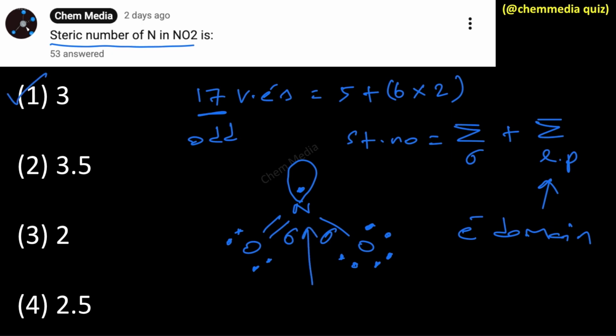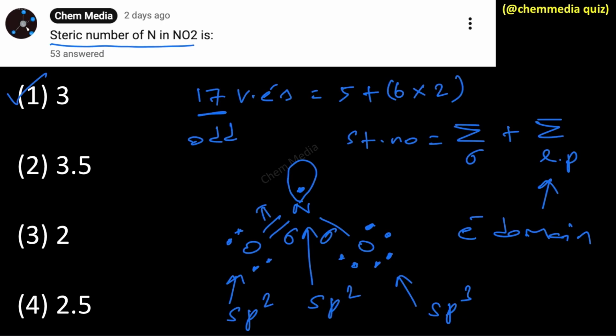Think about it in terms of hybridization. What is the hybridization of nitrogen in NO2? It is sp2, isn't it? For this oxygen it is sp3. For this oxygen it is sp2. And this pi bond is due to p orbital sideways overlap. So therefore, the steric number is 3.